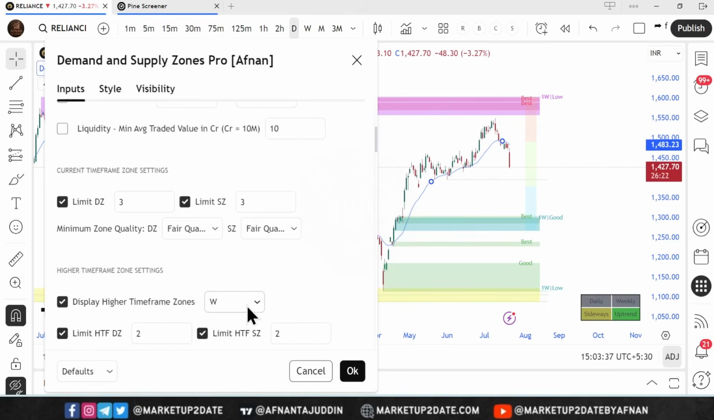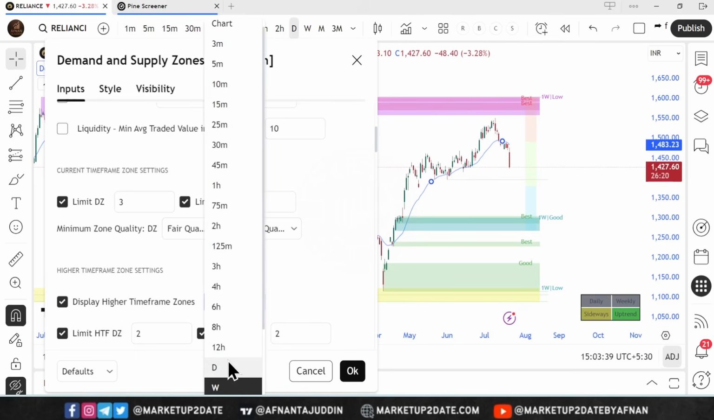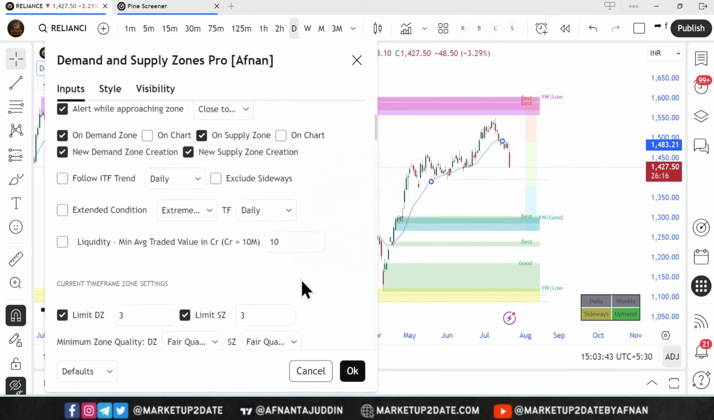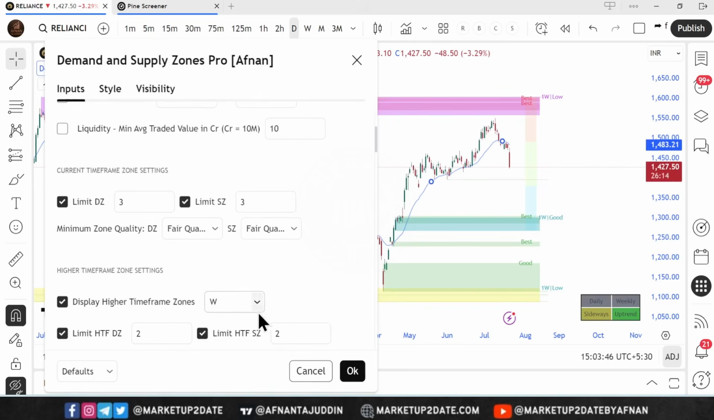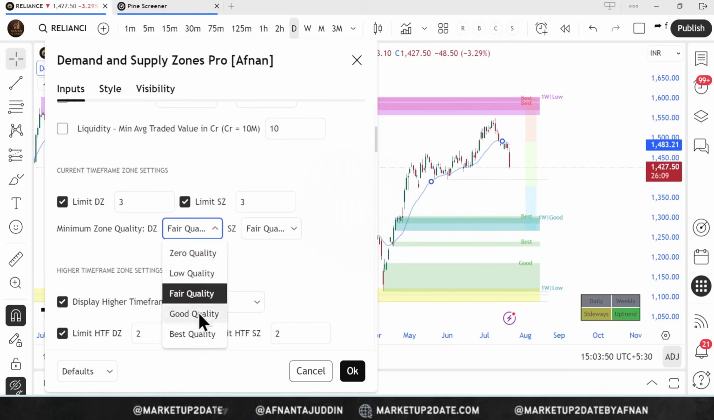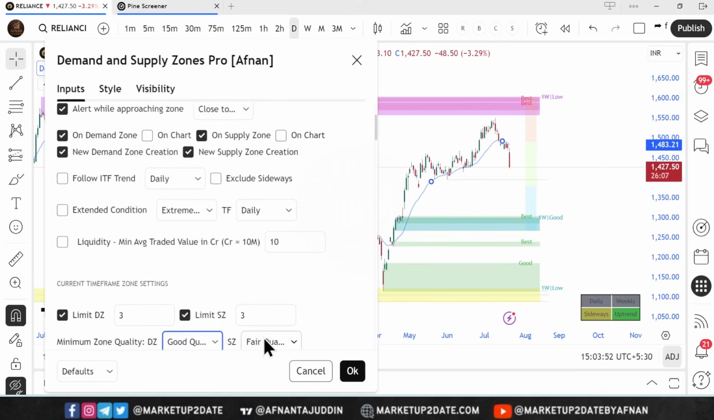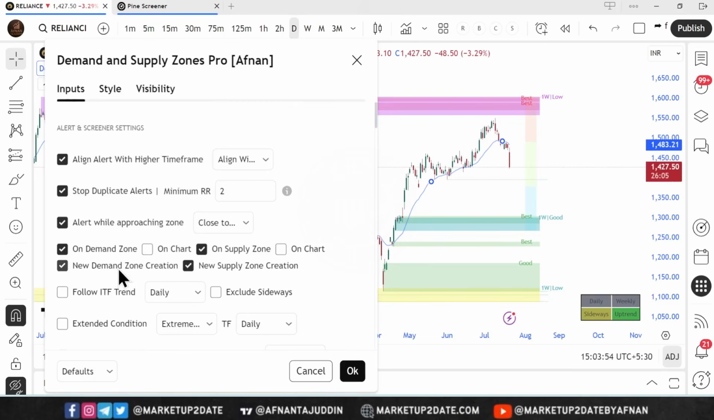Many intraday traders might set alerts on a 15-minute chart and use the daily as their higher time frame. Swing traders might use the weekly or monthly. It all depends on your personal trading style. We will set the current time frame demand zone quality to at least good and keep the supply zone quality at fair, and we will leave the higher time frame quality at the recommended low.